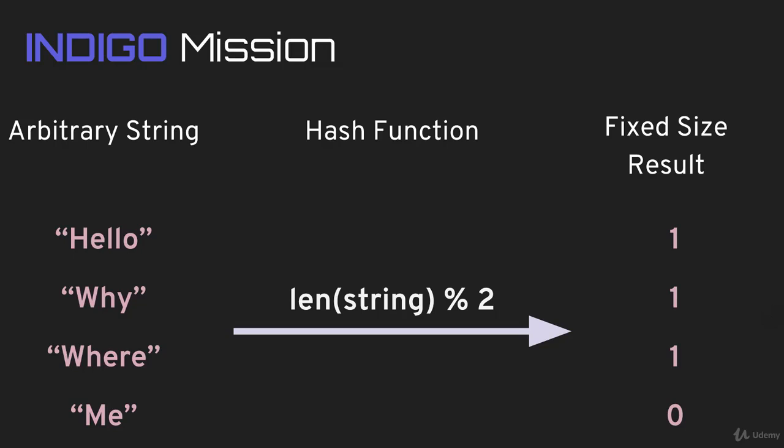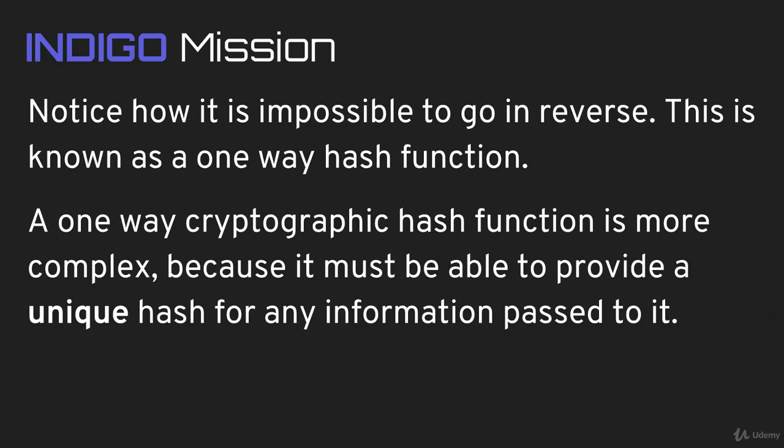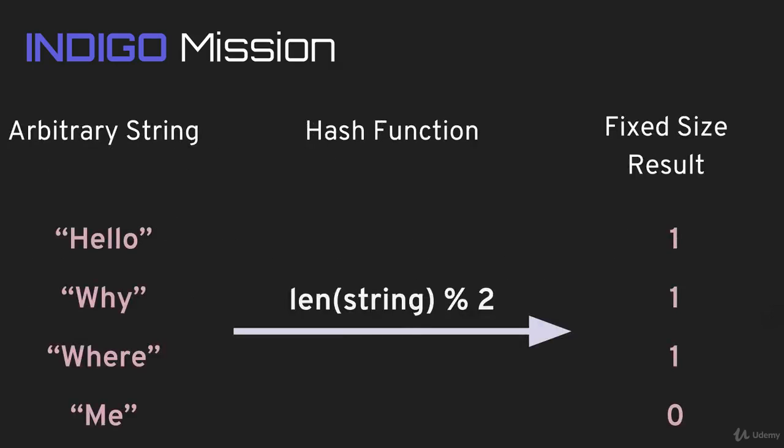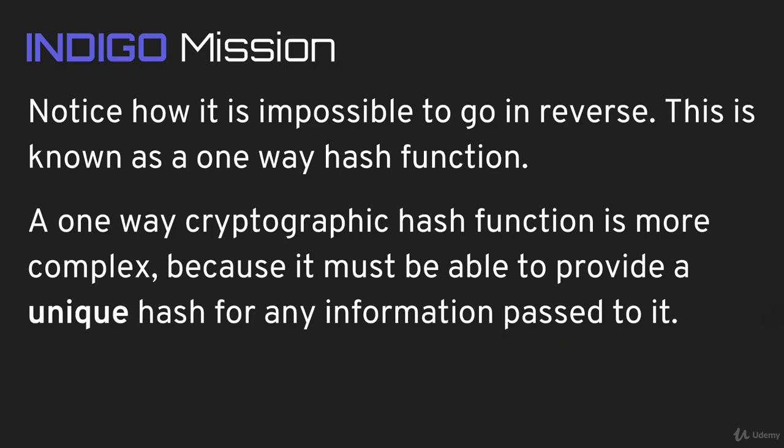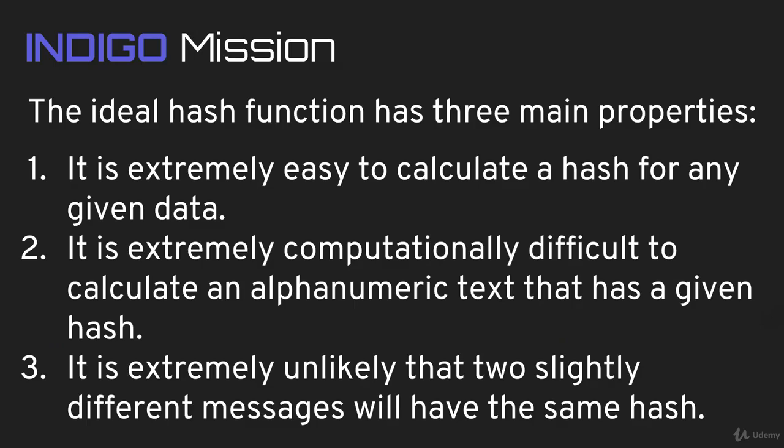Now notice something important here. We cannot go backwards. This is a one-way hash function, because I can't just give you a result of 1 or 0 and the hash function itself, and then expect you to figure out what the arbitrary string was on the other end. Now, a one-way cryptographic hash function is more complex than what we just saw because it must be able to provide a unique hash for any information passed to it. Previously, we saw here that we have repeated hashes, 1s and 0s, but a cryptographic hash has to be unique for any arbitrary data that is passed to it. So that's quite harder of a problem to solve.